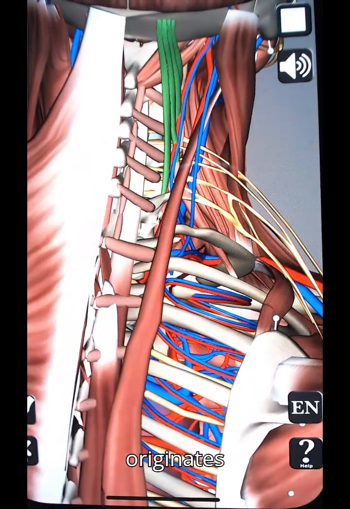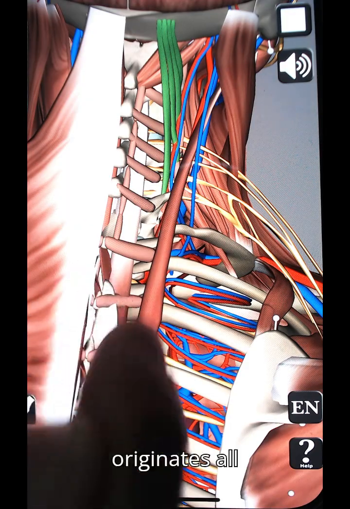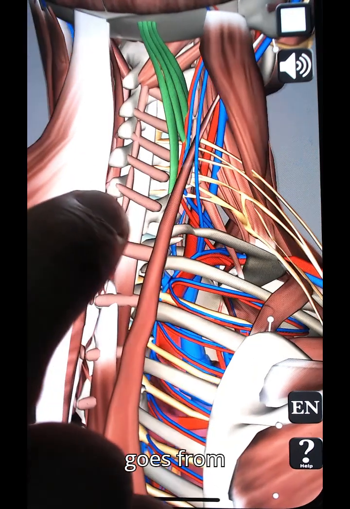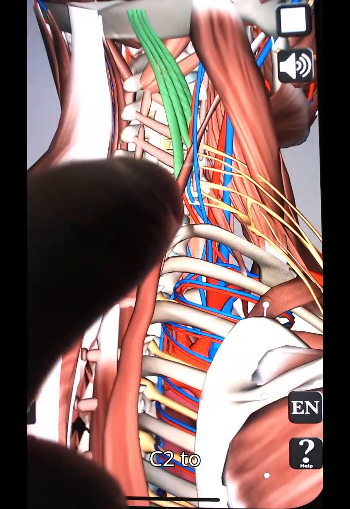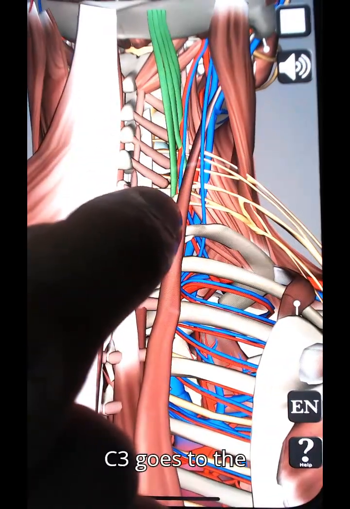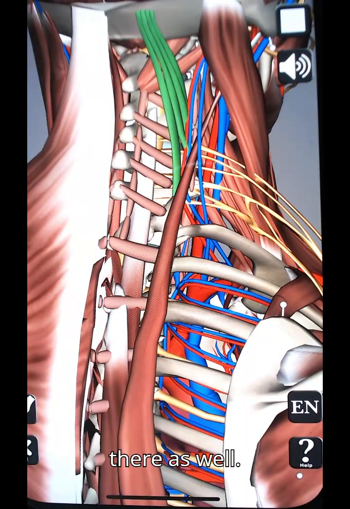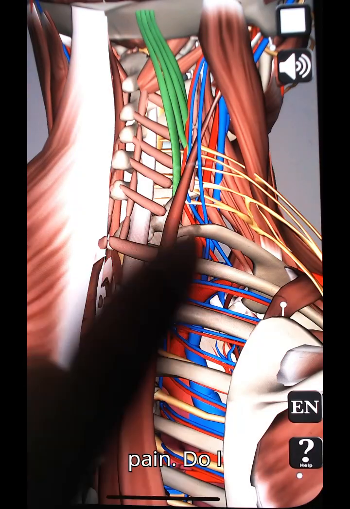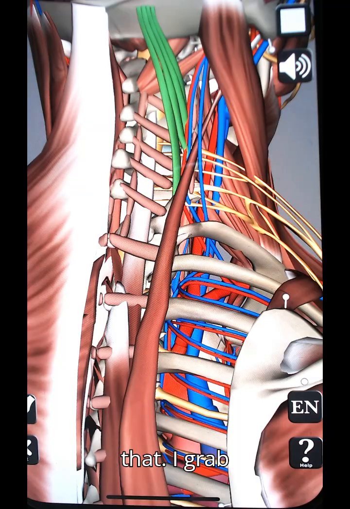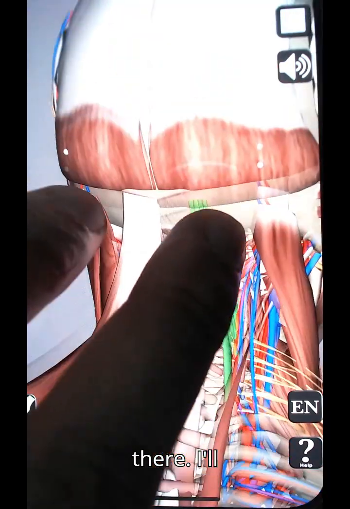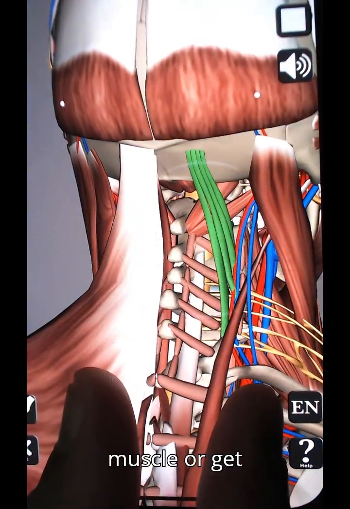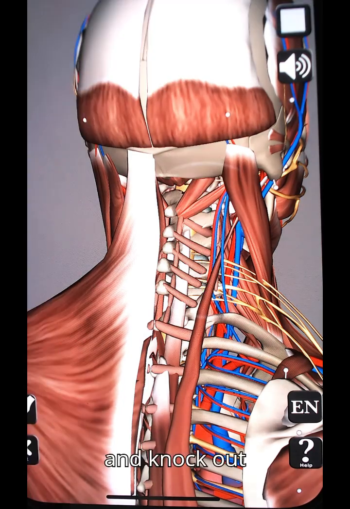It originates from, there's two sections. There's an origination all the way down here at your T1 and your T6, but it also goes from these C2 to C3. It goes to the nuchal line right over there as well. And we got a video of that. Look what it does. That definitely can cause you neck pain. Do I massage this? Oh yeah, I massage all of that. I grab with my hands right about there. I'll grab with my fingers and pull the skull back, and I usually will stretch that muscle or get a thumb on it and knock out knots there.